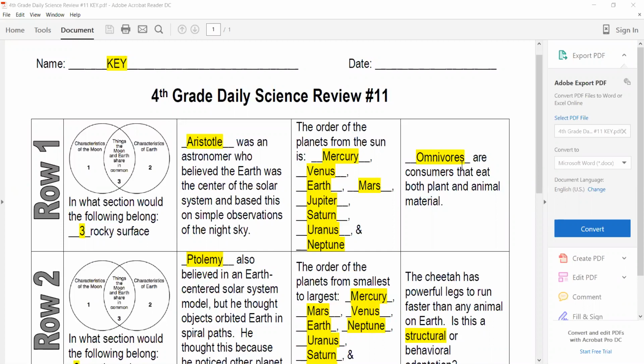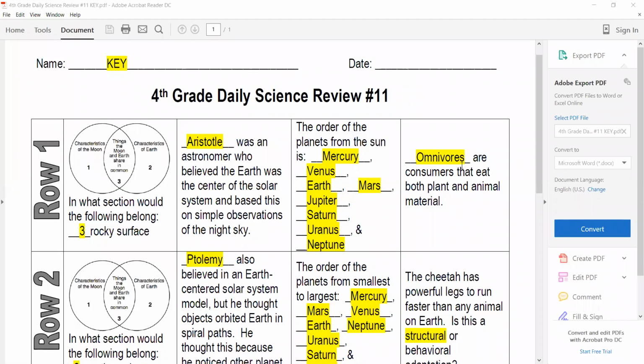Aristotle, he was the astronomer who believed that Earth was the center, and he based this just off some observations he made of looking at the sky. In order from the sun: Mercury, Venus, Earth, Mars, Jupiter, Saturn, Uranus, Neptune. My very eager mother just served us nuggets.